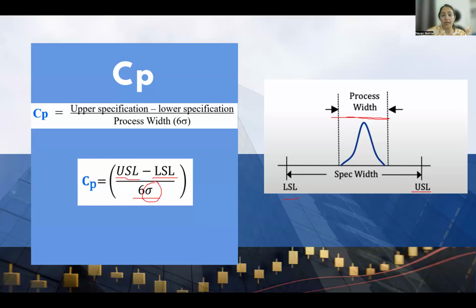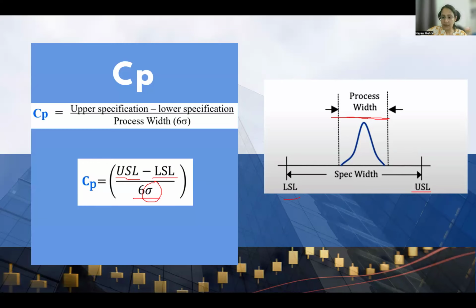All right. Now, if CP is more than 1, it means that the process variation is narrower than the specification range. So the process has the potential to meet the requirements. We saw the example of a car for that. Yes. Now, if CP is smaller than 1, the process spread is wider than the allowable limits, which means that the process cannot consistently meet the specifications.